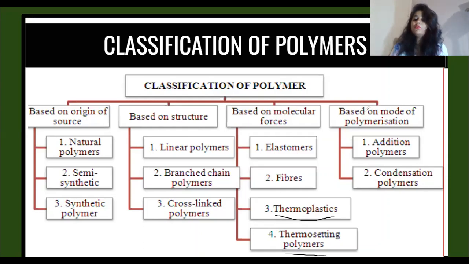Now we'll move on to the last category, which is the classification of polymers on the basis of the mode of polymerization. Now what do we mean by mode of polymerization? As in, by which technique am I joining the polymers with one another? The very first category is called addition polymerization. As the name suggests, addition, what we will do is take two monomer units.